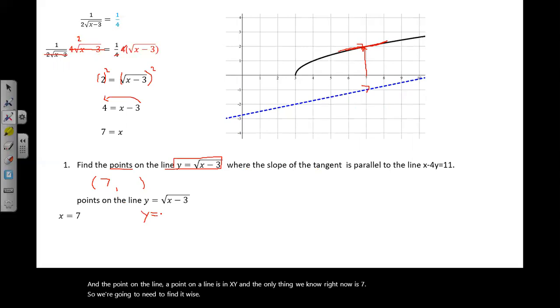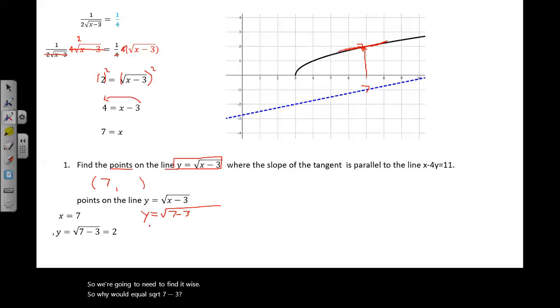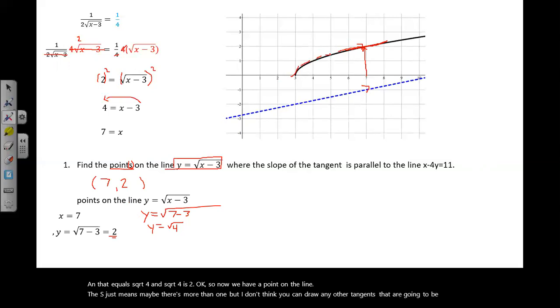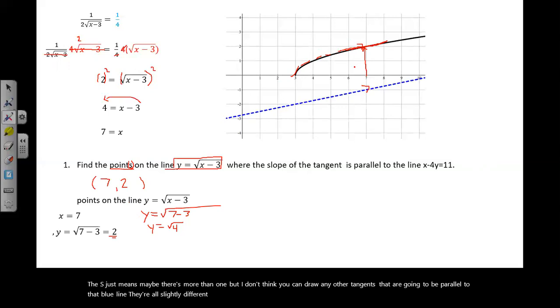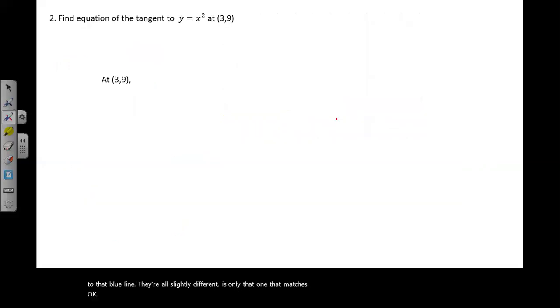So y would equal the square root of 7 minus 3, and that equals the square root of 4. And the square root of 4 is 2. Okay, so now we have a point on the line. The s just means maybe there's more than one. But I don't think you can draw any other tangents that are going to be parallel to that blue line. They're all slightly different. It's only that one that matches. Okay. Let's do another one.